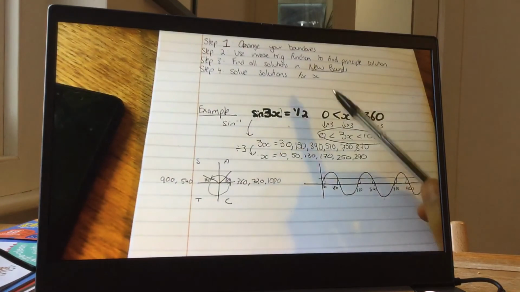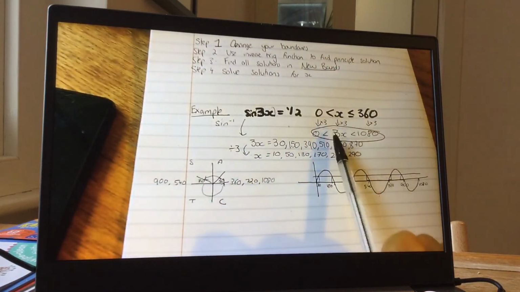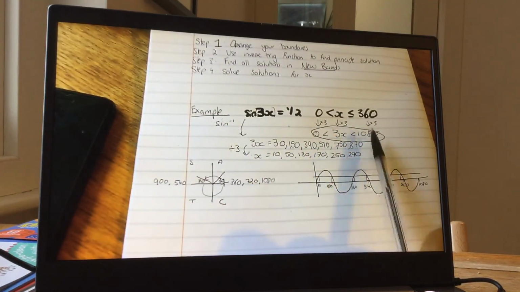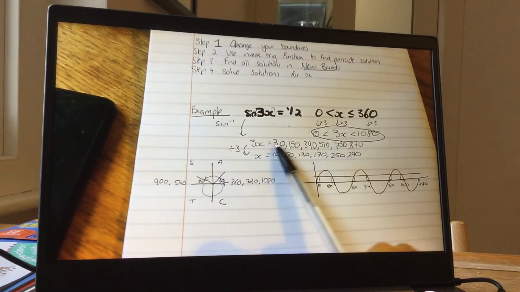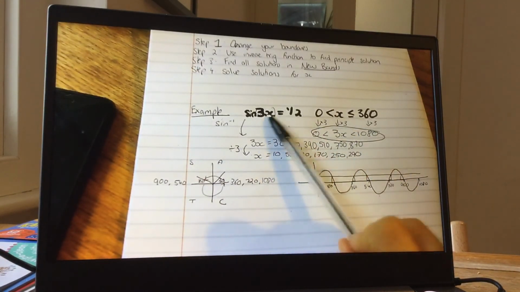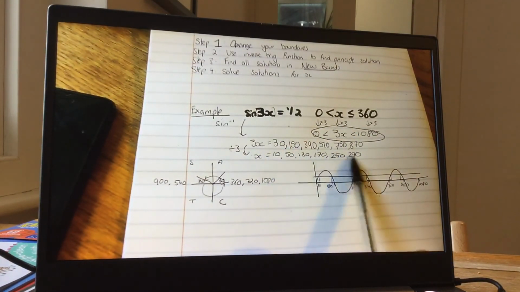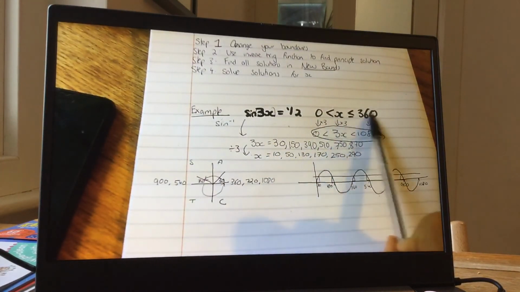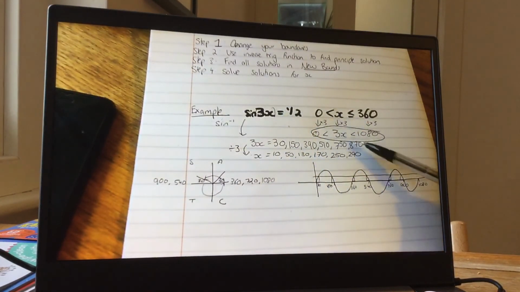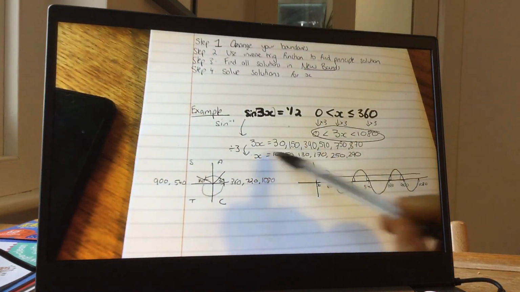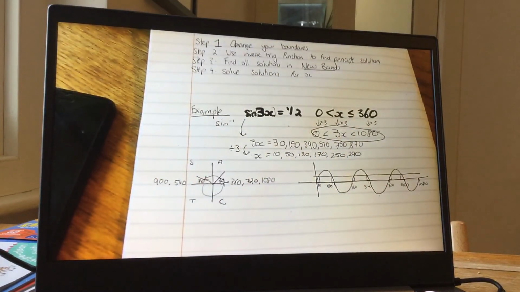So what's really important is this stage here, the one where you had to change your bounds, because if I didn't make those bounds larger, I would only have got these first two solutions. And because actually I'm solving for 3x, all of these numbers here were in my original bounds for x, because we were scaling down, because it's 3x, not just x. So it's so important that you change your bounds on these questions.